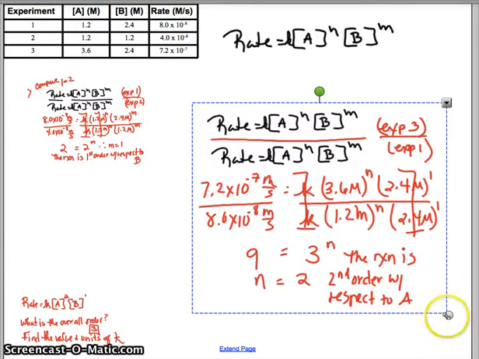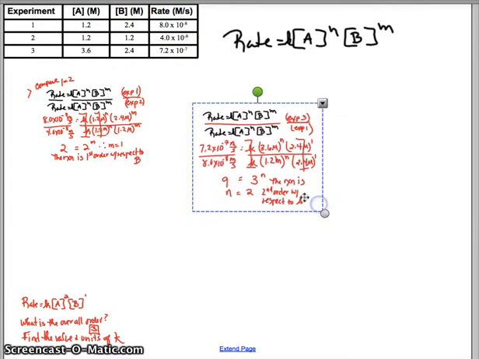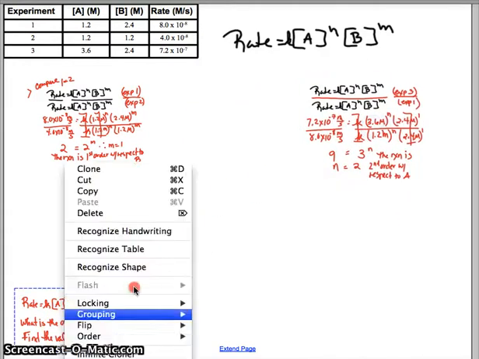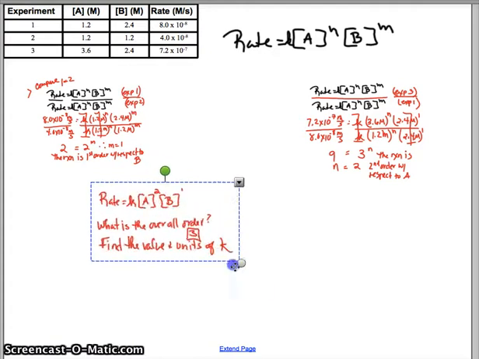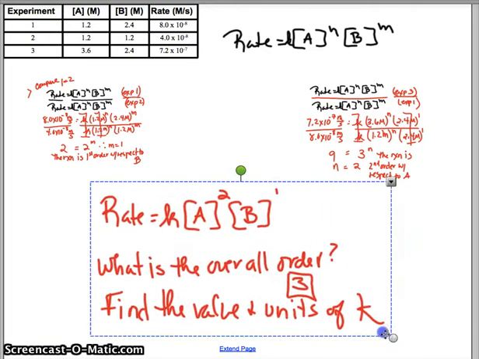So now if I asked you to write the rate law in terms of order, you can say that rate is equal to the specific rate constant K times the concentration of A to the second order times the concentration of B to the first order. If I asked you what is the overall order, the overall order is the sum of the individual orders. So in this case, it would be 3.